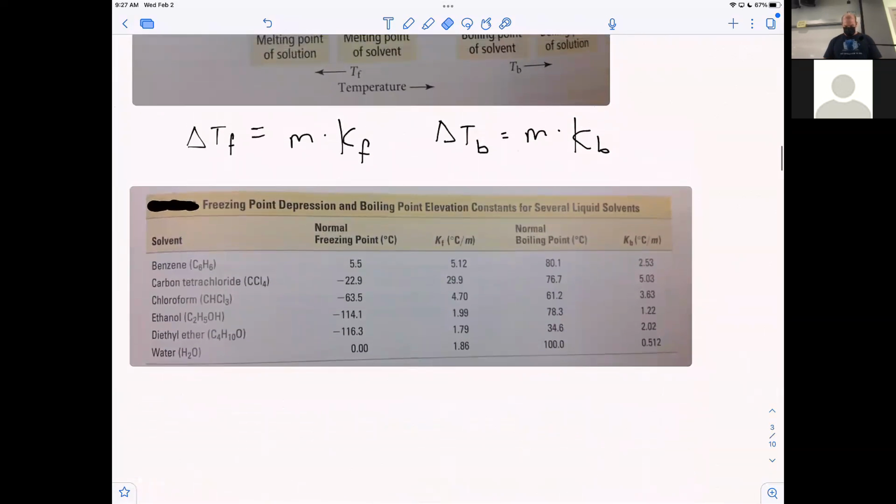So here are some of the compounds and their Kf values. Where's water? Water, believe it or not, has a pretty low one: 1.86, and 0.51 for boiling. But look at benzene here. It's 5 and 2.5 respectively. And carbon tet is really high, almost 30.